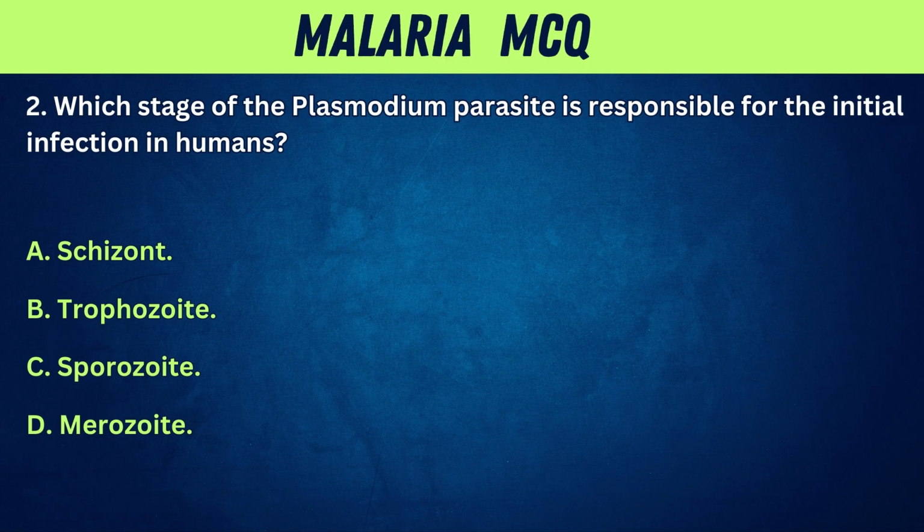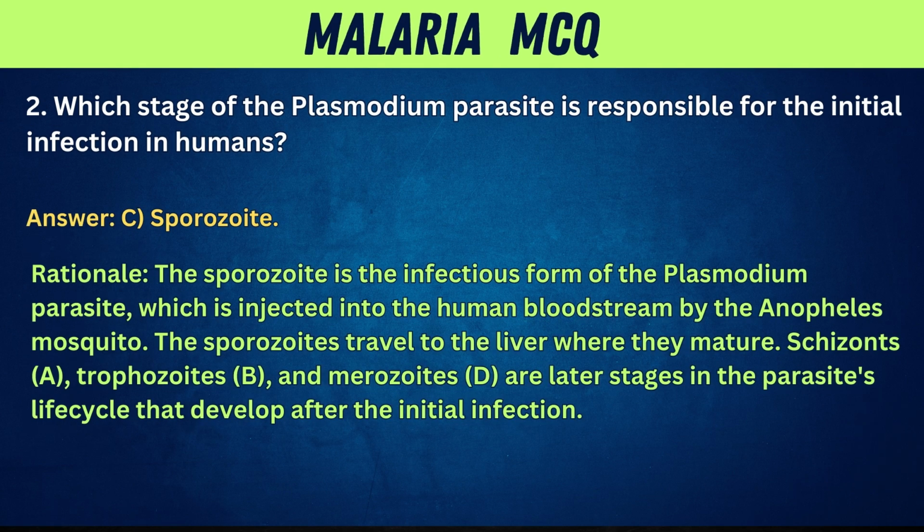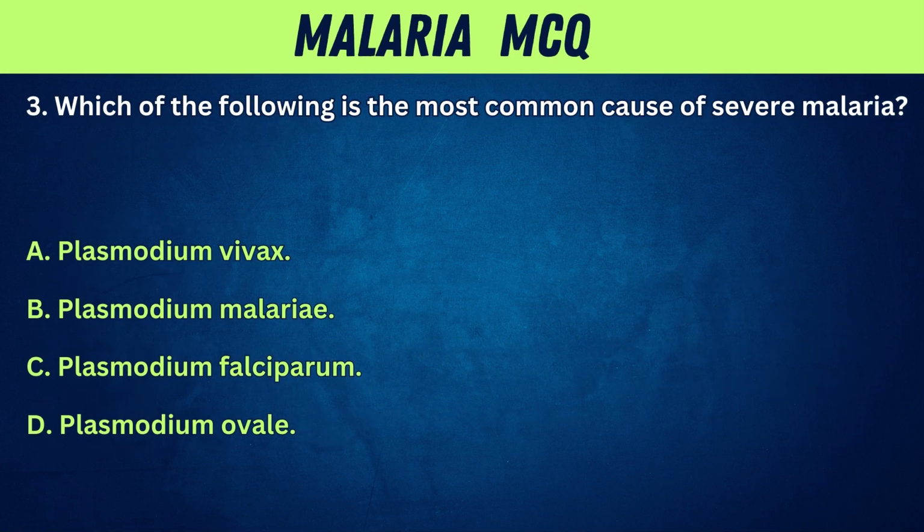2. Which stage of the Plasmodium parasite is responsible for the initial infection in humans? A. Schizont. B. Trophozoite. C. Sporozoite. D. Merozoite. Answer: C. Sporozoite. Rationale: the sporozoite is the infectious form of the Plasmodium parasite, which is injected into the human bloodstream by the Anopheles mosquito. The sporozoites travel to the liver where they mature. Schizonts, A, trophozoites, B, and merozoites, D, are later stages in the parasite's life cycle that develop after the initial infection.